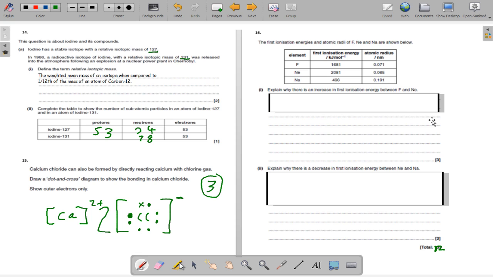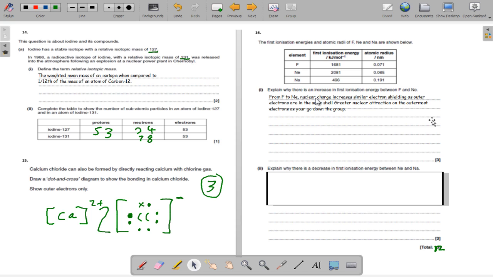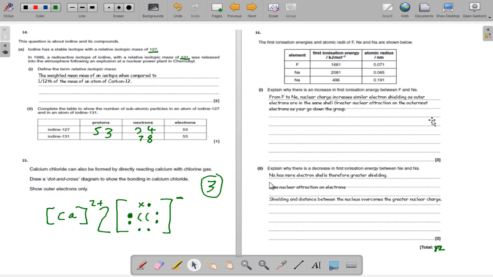So the next part of this question now. From fluorine to neon, nuclear charge increases, with similar electron shielding, as outer electrons are in the same shell. Greater nuclear attraction on the outermost electrons. As you go down the group, sodium has more electron shells, therefore greater shielding. Less nuclear attraction on the electrons, and the shielding and the distance from the nucleus overcomes the greater nuclear charge. So that's 6 marks for question 16.